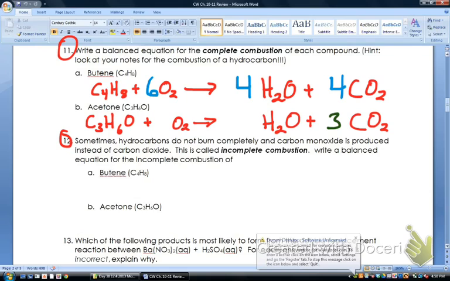Okay, the next atom I'm going to look at are the hydrogens. I notice I have 6 hydrogens on the left, and I only have 2 hydrogens on the right. So in order to balance the hydrogens, I'm going to put a 3 right here, because that 3 gets multiplied by that 2.